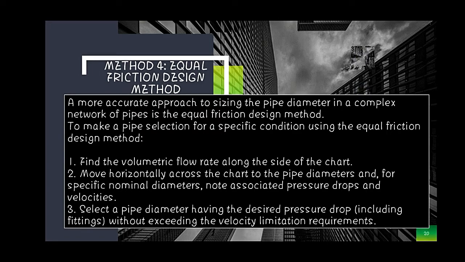The fourth method is the equal friction design method, a more accurate approach to sizing the pipe diameter in a complex network of pipes. To do this method, first, we have to find the volumetric flow rates along the side of the chart. Then, move horizontally across the chart to the pipe diameters and for specific nominal diameters. Note associated pressure drops and velocities. Then, select a pipe diameter having the desired pressure drop including fittings without exceeding the velocity limitation requirements.